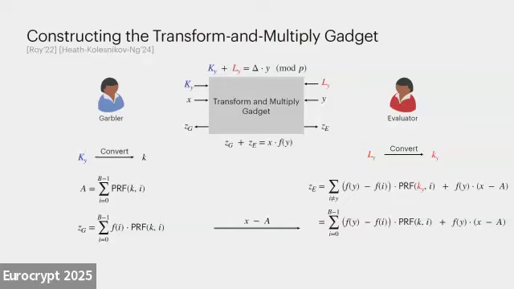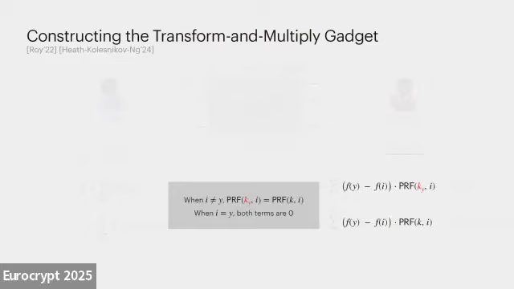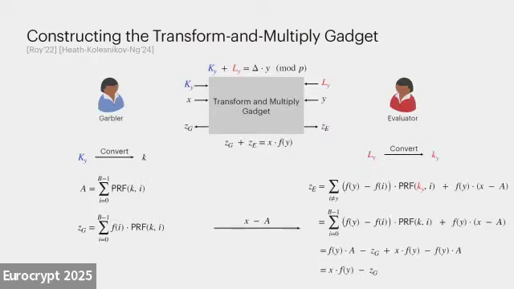So my argument is that the first sum there is equal to the second sum, where I've just replaced the punctured key with the PRF key, and I'm summing over all values. And this is because when I is equal to y, both terms are 0. And when I is not equal to y, the punctured PRF evaluation is equal to the PRF evaluation. And then with a little bit of symbol pushing, we get that the garbler and evaluator have shares of x times f of y, which is exactly what we wanted. And because A includes the punctured point PRF evaluated at y, x remains private.